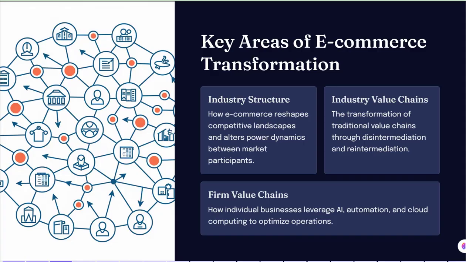The key areas of e-commerce transformation include the industry structure. The digital transformation of the business ecosystem is fundamentally reshaping industry structure and competitive dynamics. E-commerce is disrupting traditional value chains, leading to disintermediation and re-intermediation of market participants.